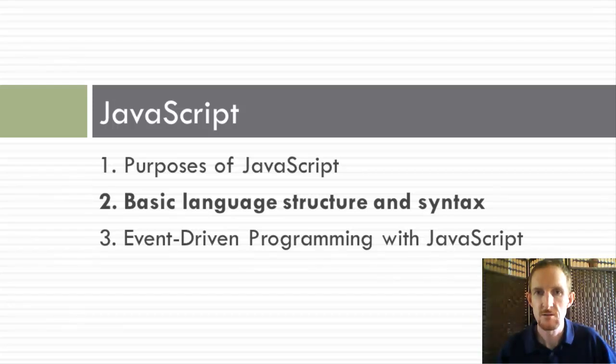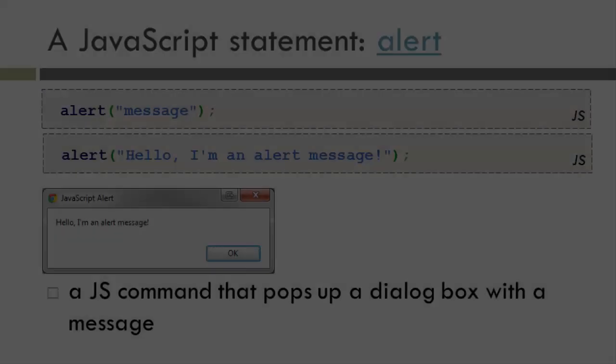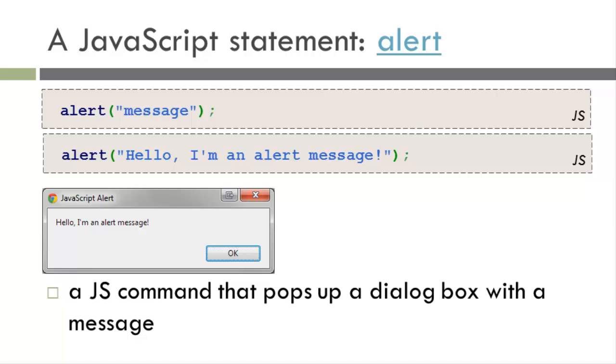During this section, we're going to look at the syntax of JavaScript and the structure of the language. A JavaScript statement is code that is executed, for instance, with an alert message. If this code was to be put in the head portion of the HTML document, as soon as the head portion of the HTML document is loaded, this alert message would then be executed.